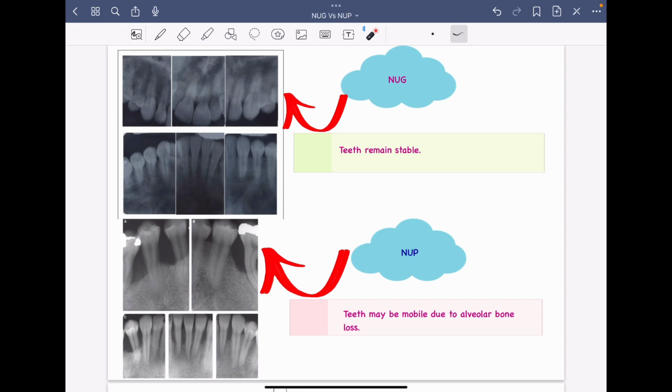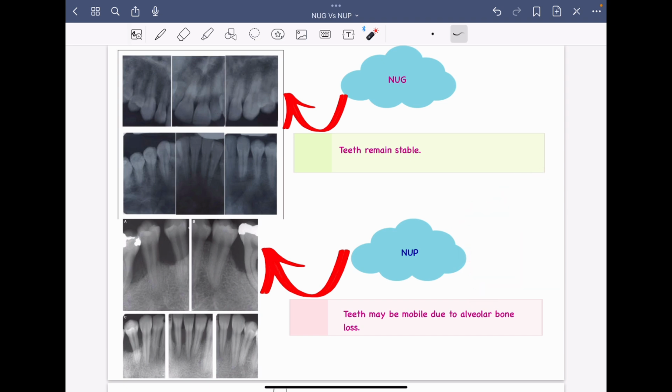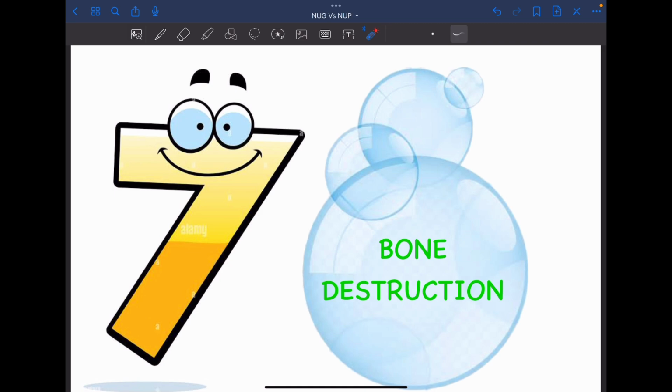Also, because in cases of NUG there is no bony involvement, the teeth are intact and stable, and there is no mobility. Very important point: there is no mobility, whereas in cases of NUB mobility is present. It might be grade 2 or grade 3. In less severe forms it might be grade 1 mobility, but mobility is definitely present in NUB and completely absent in NUG. Our next point of differentiation between NUG and NUB would be bone destruction.